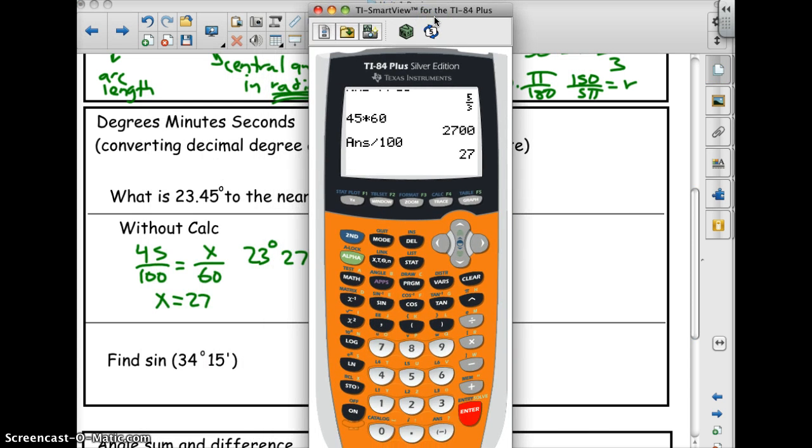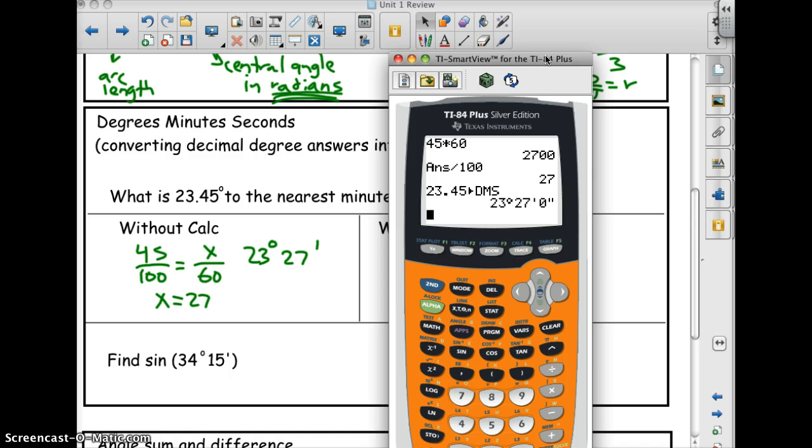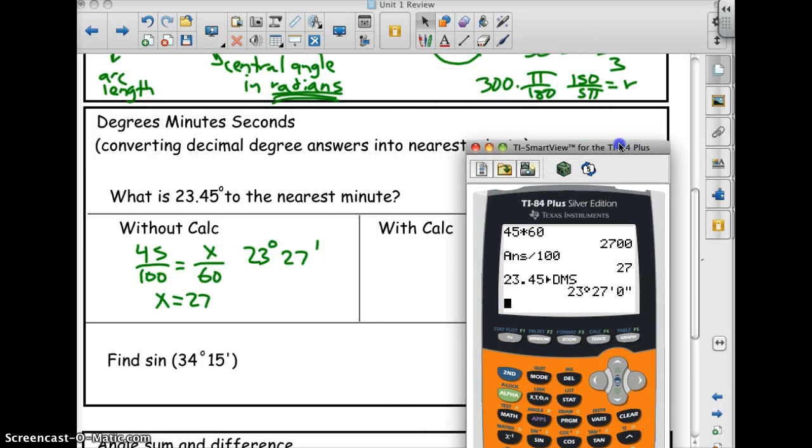Now, if I want to do this on my calculator, I can take 23.45 and under angle, which is second apps, there is convert to degree, minute, second. You see that it's choice 4 here. And that turns it into 23 degrees, 27 minutes, and 0 seconds. When you are rounding to the nearest minute, 30 or more goes up. Because halfway isn't going to be 5 or more, it's going to be 30 or more, because there are 60 seconds in every minute. So either way, you can do it with the calculator or without.